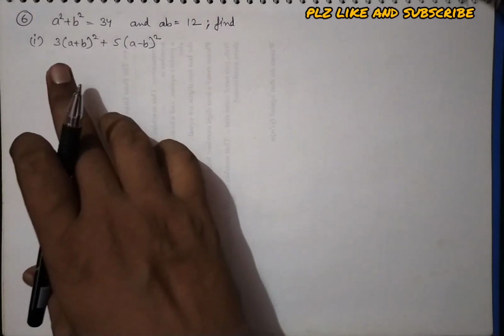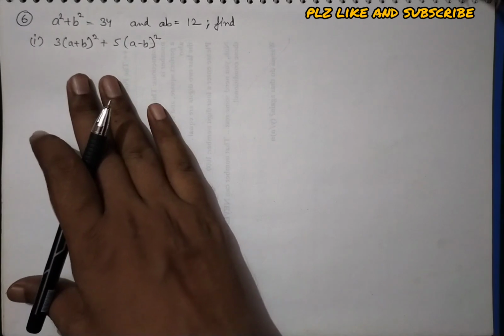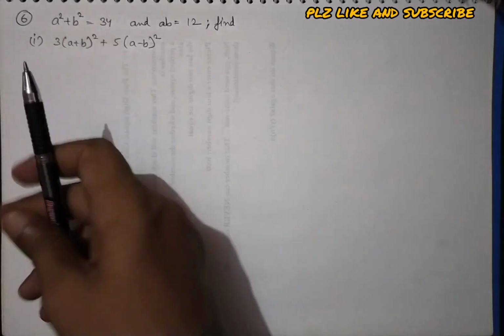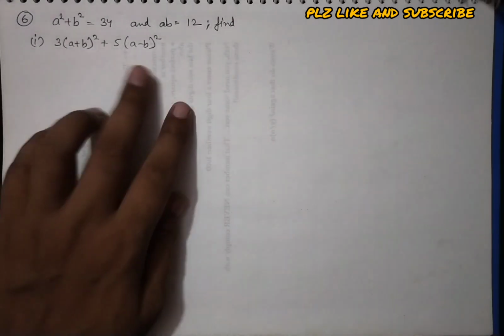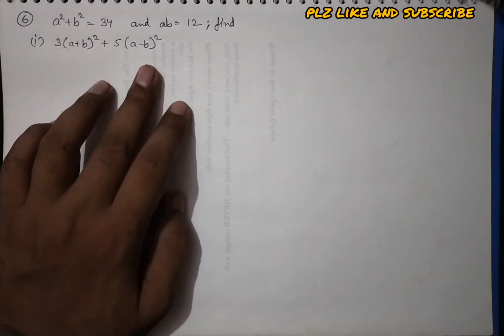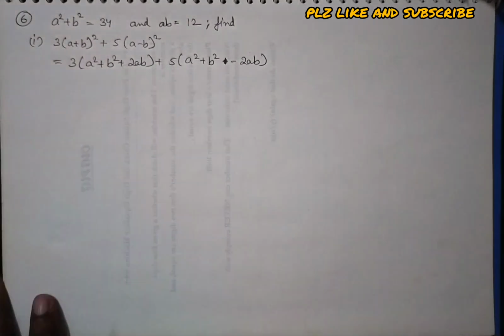Now here we are having question number 6 in which a square plus b square is given and ab is also given, and we have to find the value of this expression. So for that, very first of all, we are going to expand a plus b to the whole square and a minus b to the whole square, and hence we have expanded. Now we are going to open it.